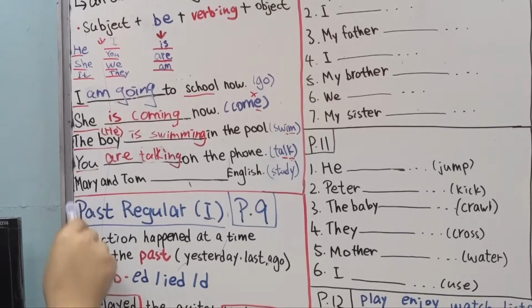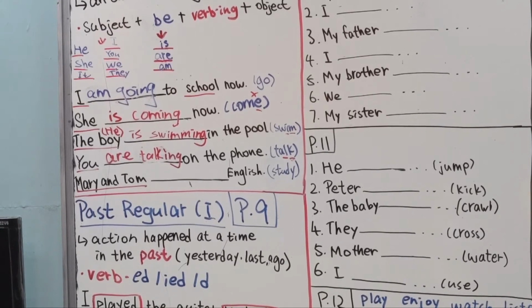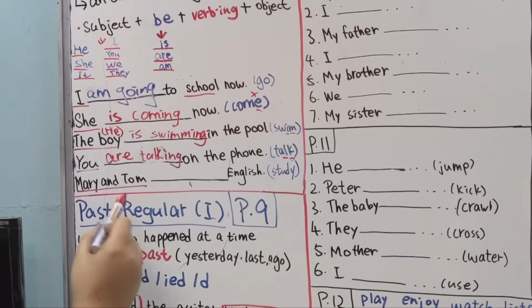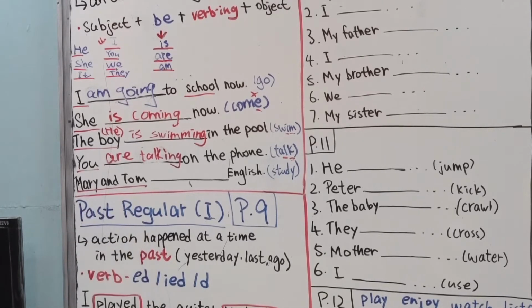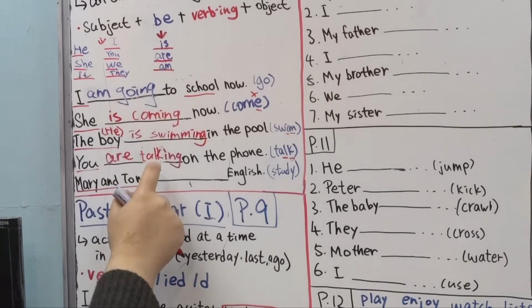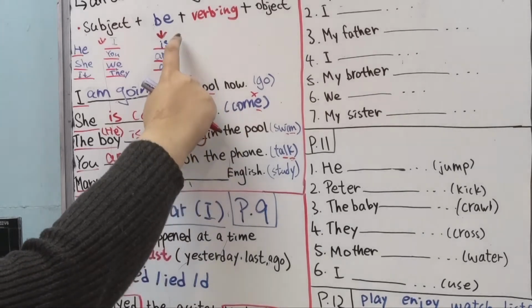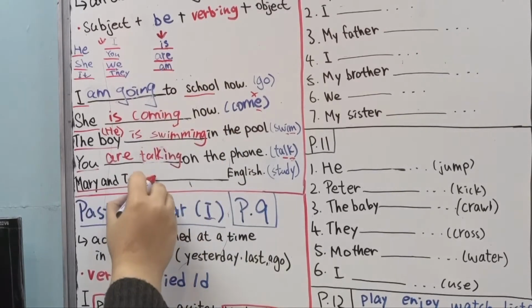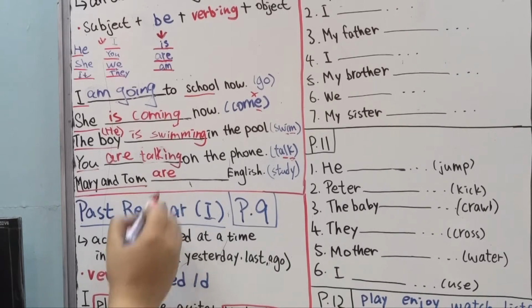Alright. Next one. Ooh. Mary and Tom. How many people are there? Just two, right? Just two people. So, what do we have to do? Do we say Mary and Tom is? No, right? Two people. That's why it is counted as plural. For plural, we use is or are. We use are. Alright? Are.